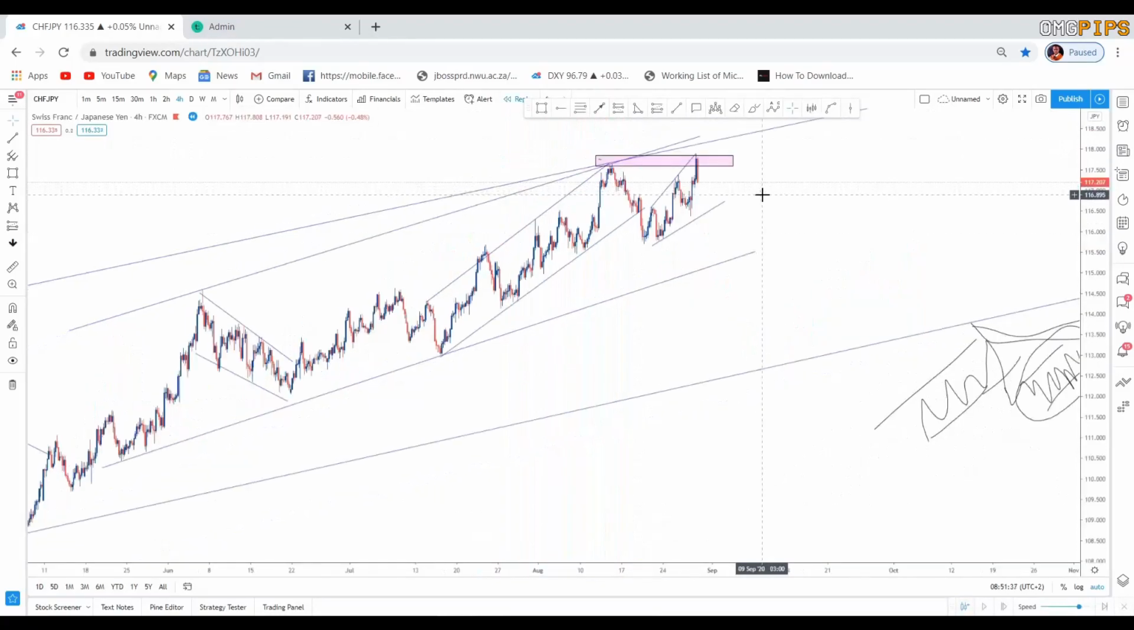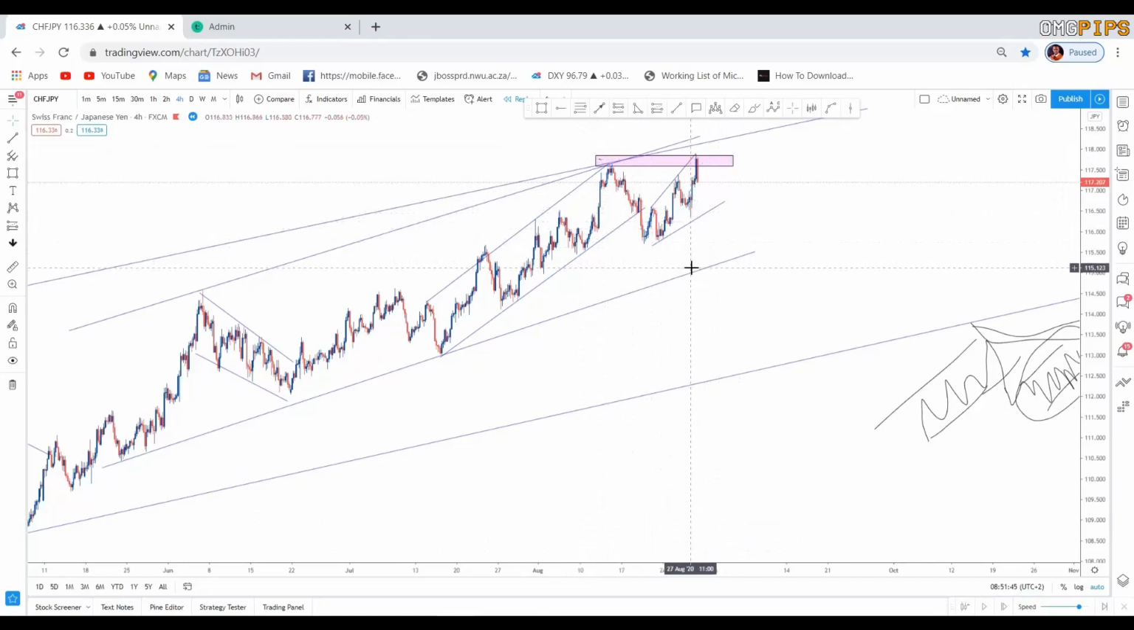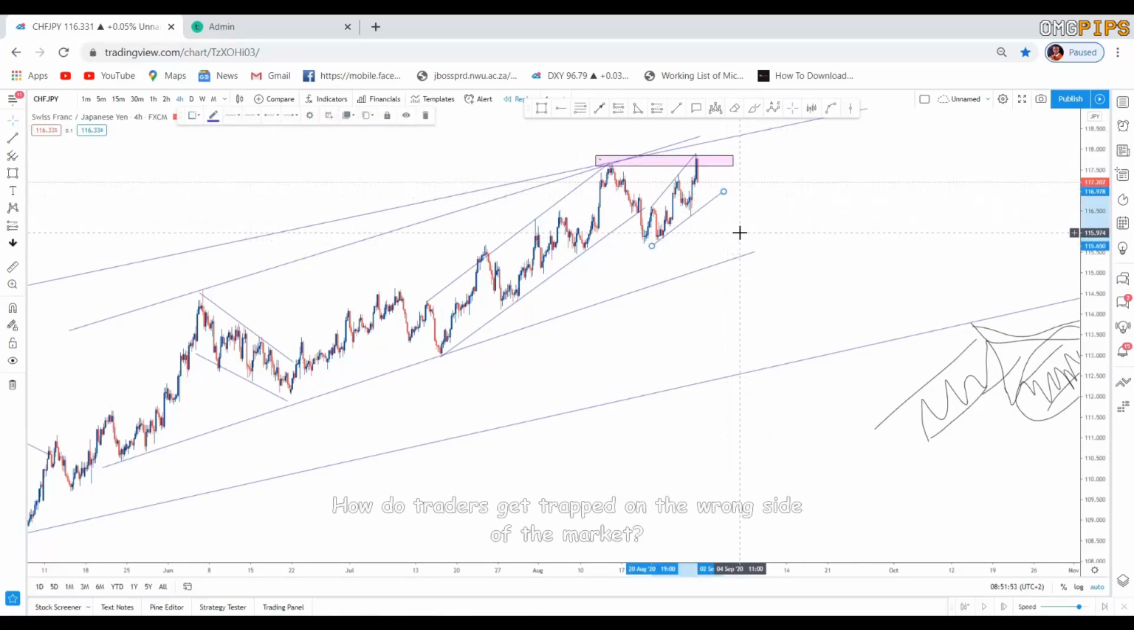So as we have cut prices, a lot of traders would have said this is most probably gonna be a continuation of buys because sells failed. But when it comes to me and understanding price action, it's not actually something like that, because I really understand how price movement works and how traders get trapped on the wrong side of the market.